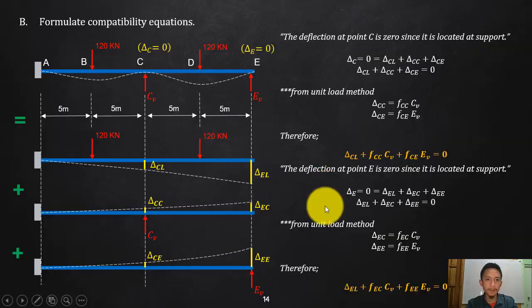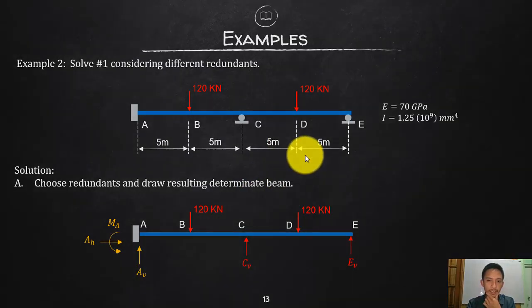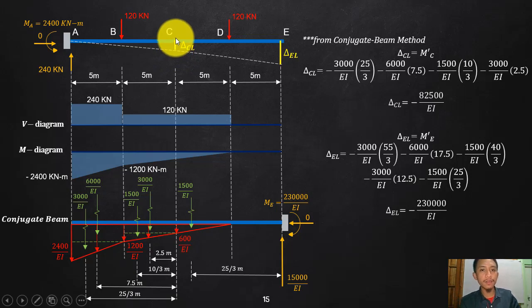Okay, so let's start with the external load. Okay, so this is the external load. Let's try to find the effect of that at C and E, the deflections at C and E. So these are your external loads.